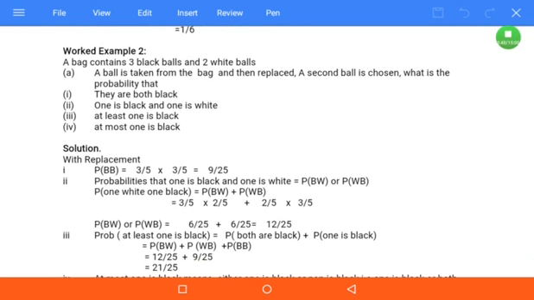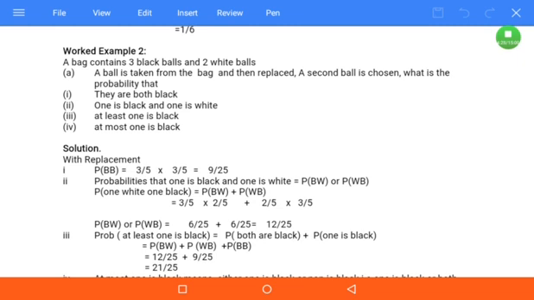Alright, so let's quickly take example 2. It says a bag contains 3 black balls and 2 white balls. If a ball is taken from the bag and then replaced, a second ball is chosen. In this experiment, a ball is taken from the bag and then replaced. Then a second ball is chosen again. What is the probability that they are both black balls? We have to find the probability of picking a black ball and a black ball.